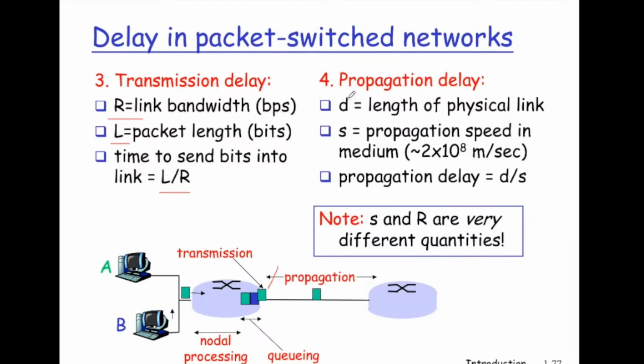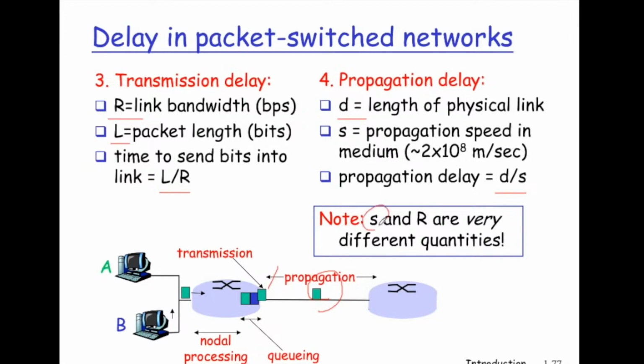Final component, propagation delay. Provided the length of the physical link and the propagation speed of signals traveling the physical link, we know that the propagation delay is D divided by S. So essentially, the time for the packet to traverse the physical link.